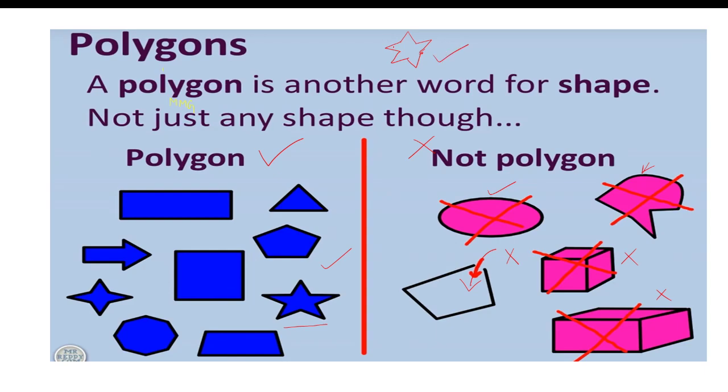This star here, all the sides are made up of line segments, and you have to tell whether this star is a polygon or not. Yes, you all are correct. This star is a polygon, but if I make the same star in this way, it will not be a polygon. Okay, moving to the next page.